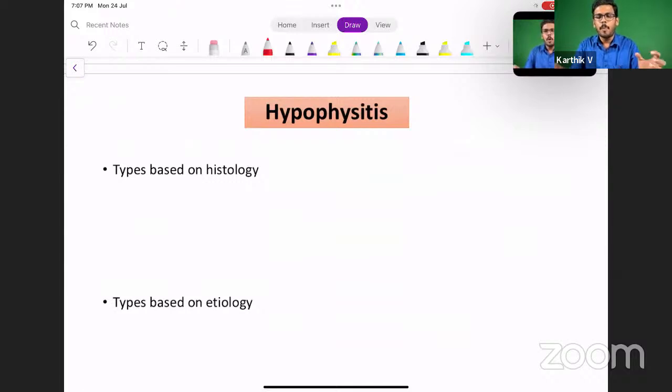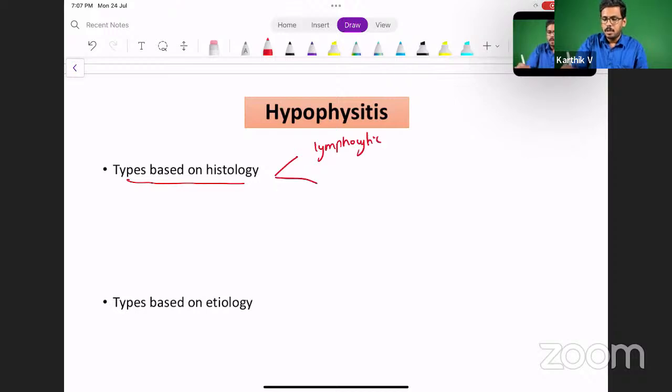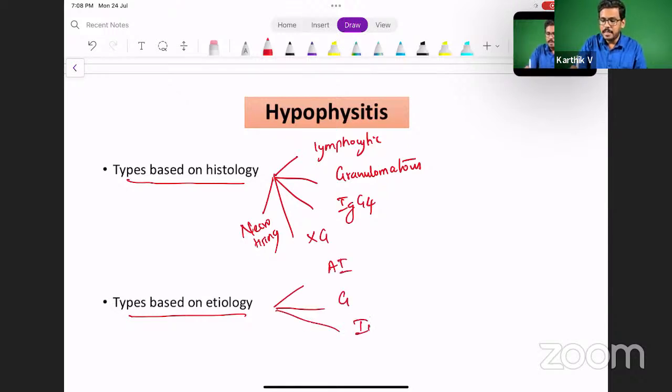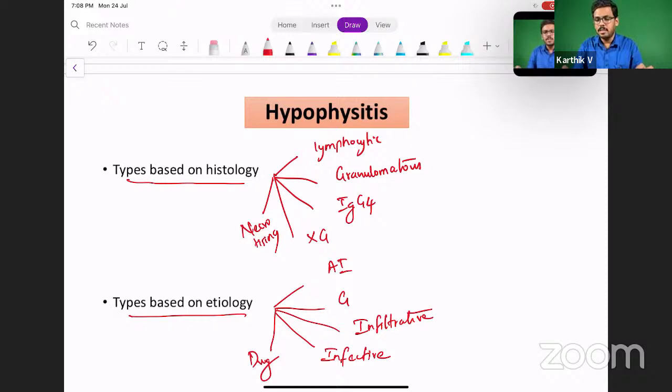And you can learn a few more points with regards to hypophysitis. The types based on histology include lymphocytic, then you have granulomatous, you have IgG4 related, you have xanthogranulomatous, and finally, necrotizing. So these are the histological types of hypophysitis, and based on etiology, you can divide it into autoimmune, granulomatous, infiltrative, then infective, drug-induced, etc. So these are the types of hypophysitis based on its etiology.